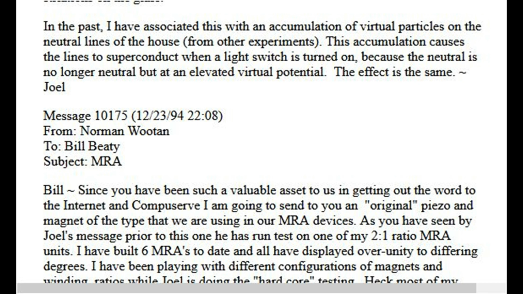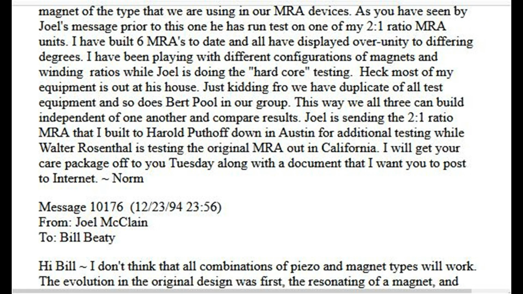As you have seen by Joel's message prior to this one, he has run tests on one of my 2:1 ratio MRA units. I have built 6 MRAs to date and all have displayed over unity to differing degrees. I have been playing with different configurations of magnets and winding ratios while Joel is doing the hardcore testing. Heck, most of my equipment is out at his house. Just kidding, we have duplicates of all test equipment and so does Birdpool in our group. This way we all three can build independent of one another and compare results.